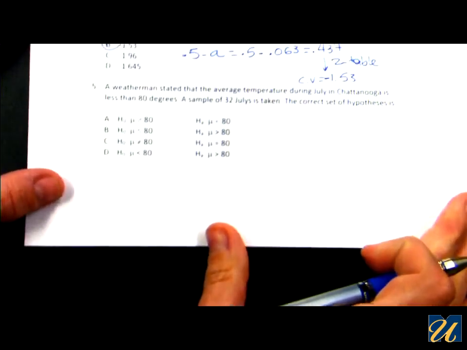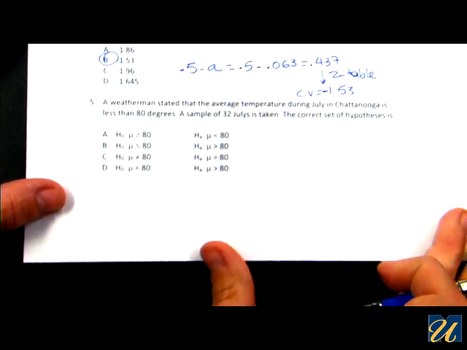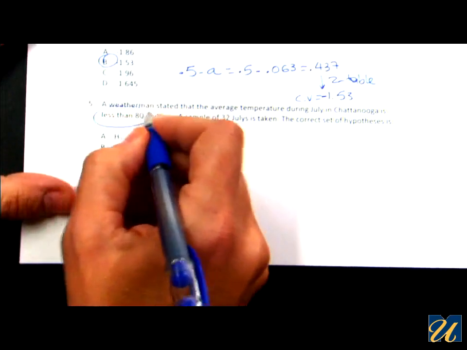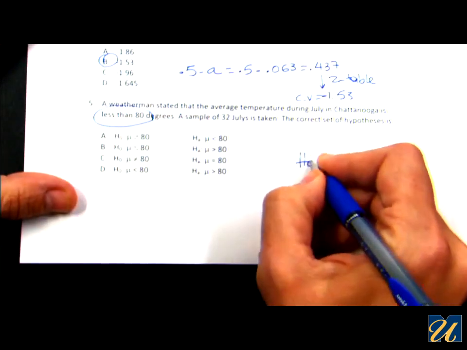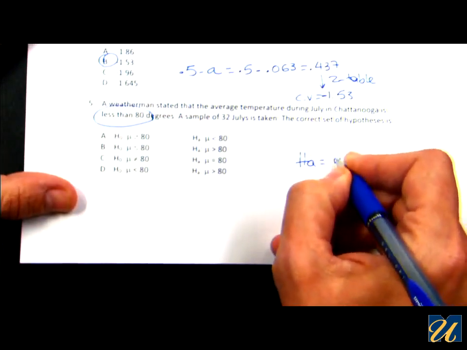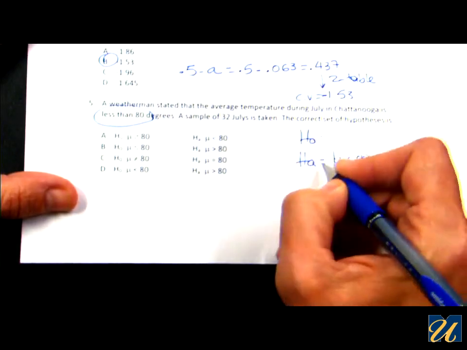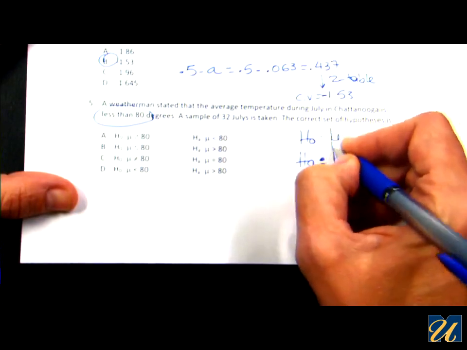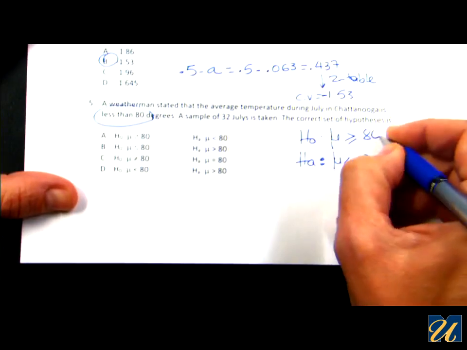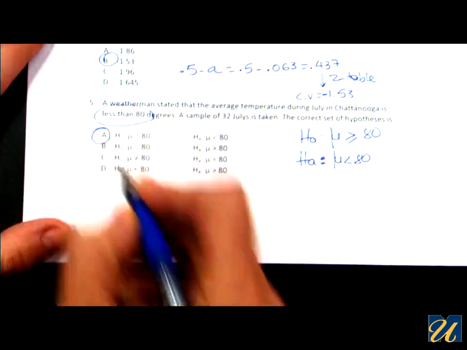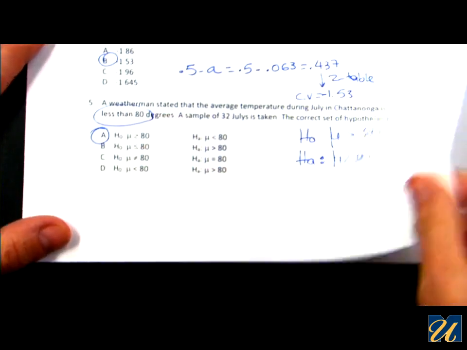A weatherman stated that the average temperature during July is less than 80 degrees. Less than, that means this is your alternative, mu less than 80, which means your null hypothesis will have mu greater or equal to 80. So the correct set of hypotheses will be A.